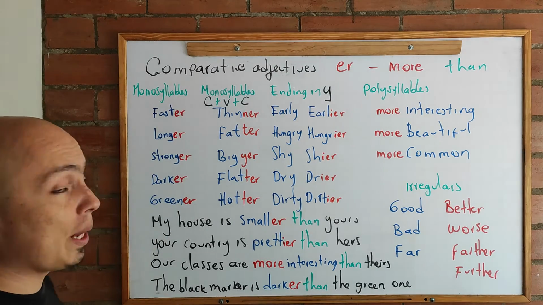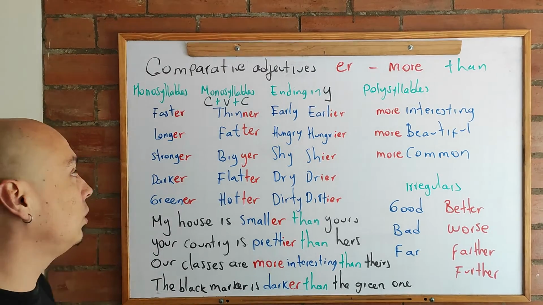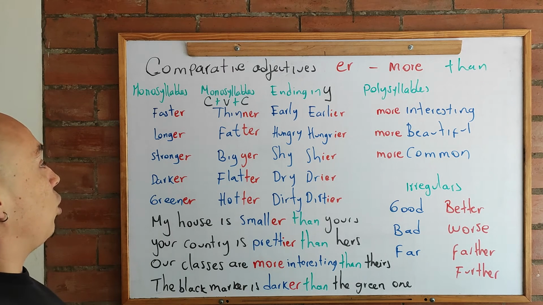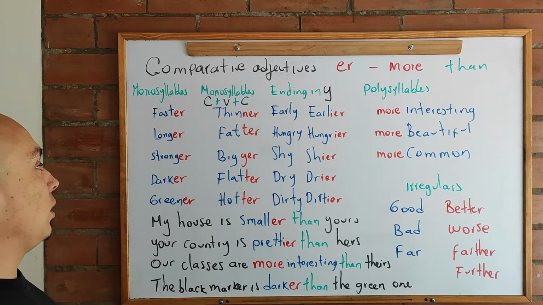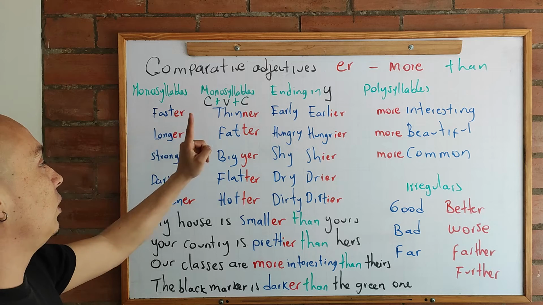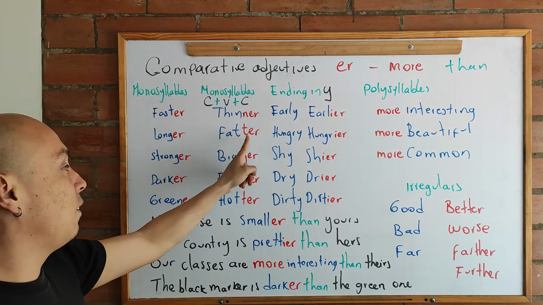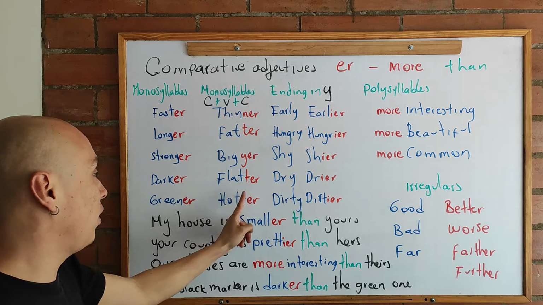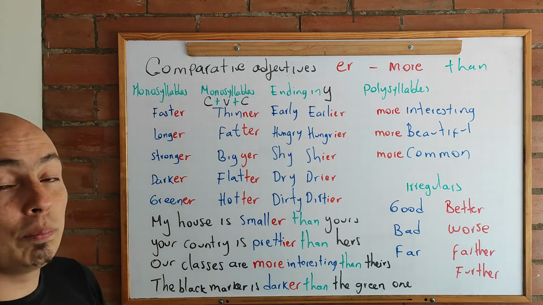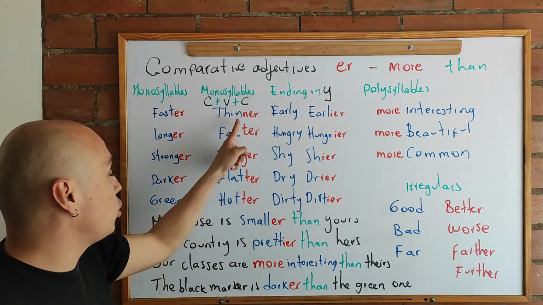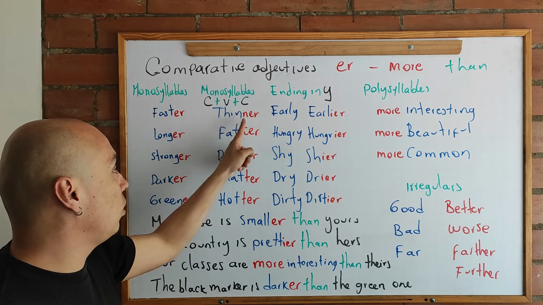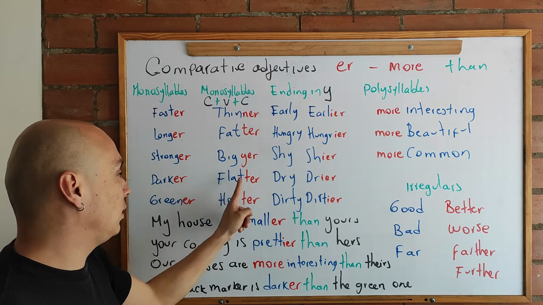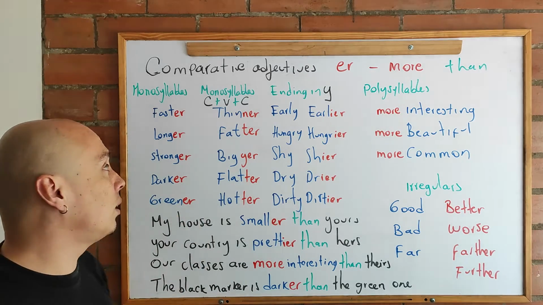The second group is the monosyllables, again one sound, ending in consonant, vowel, consonant. So you say thin, thinner, fat, fatter, big, bigger, flat, flatter, hot, hotter. What particularity do you notice? You double the last consonant, and you put ER.